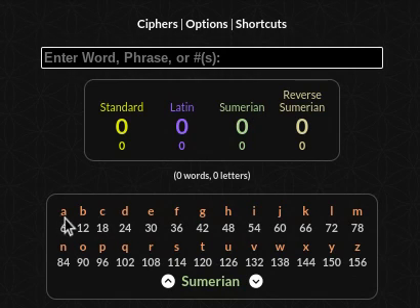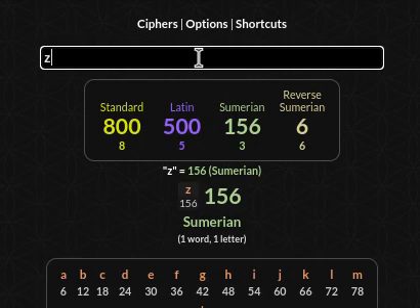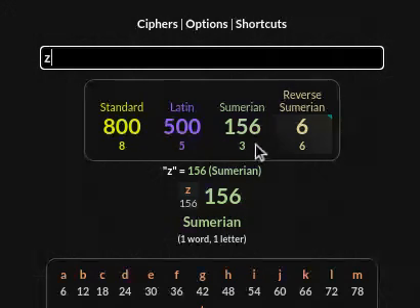just like the English ordinal cipher, where A is 1, B is 2, C is 3, and so on to Z, 26. But in this cipher, we're multiplying each number by 6. So since A is the first letter, you multiply it by 6 and you get 6. B is the second letter, you multiply it by 6, you get 12. C, 3 times 6 is 18. And then all the way to Z, where 26 times 6 is 156. As you can see, Sumerian cipher, letter Z is 156.